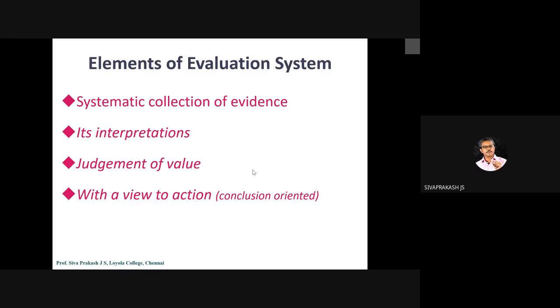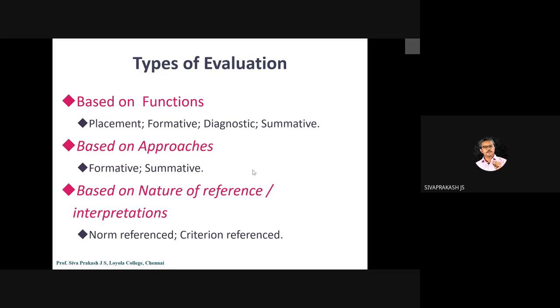Second, interpretation. Third, judgment of values. Fourth, with a view to action, which means conclusion oriented. So all evaluations should have these elements, right? And then types of evaluation. Normally we have two types. One is formative evaluation and the other one is summative evaluation.